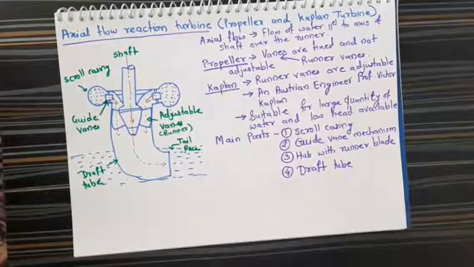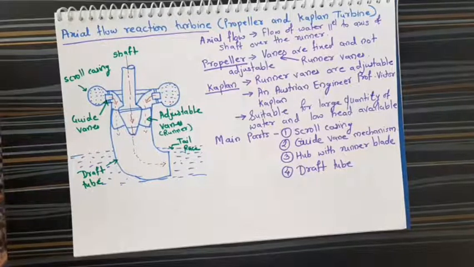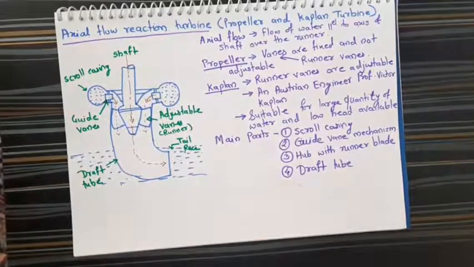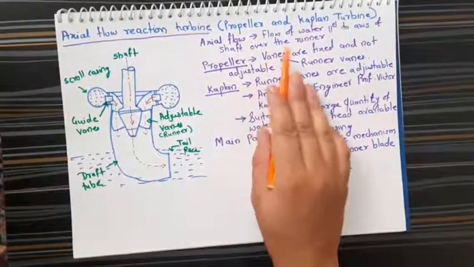Hello everyone. Today we will see a new topic, that is the axial flow reaction turbine, or propeller and Kaplan turbine. Before going to this topic, let's first see what is meant by the axial flow turbine. Axial flow means flow of water parallel to the axis of the shaft over the runner.